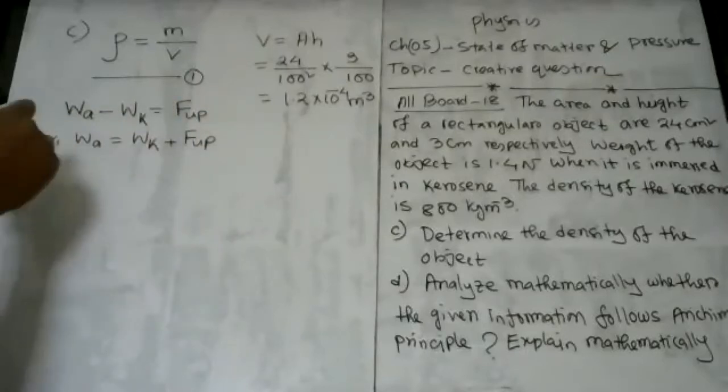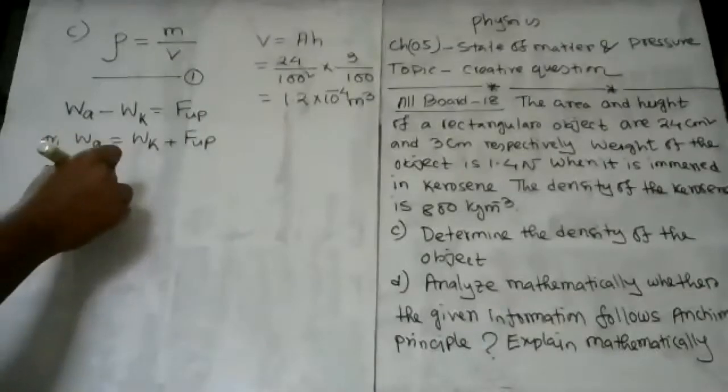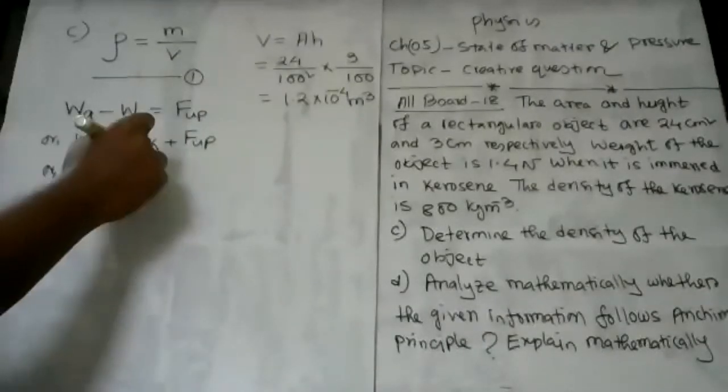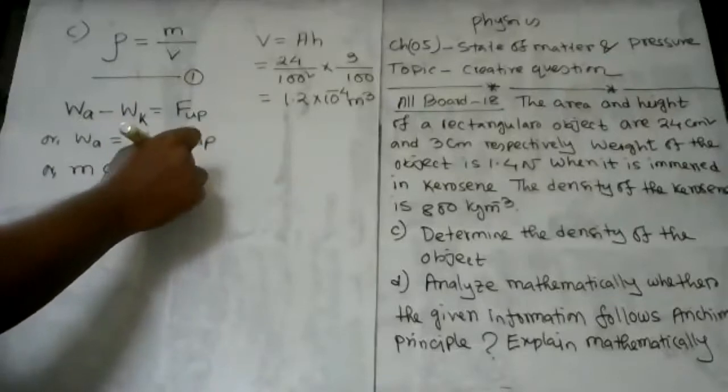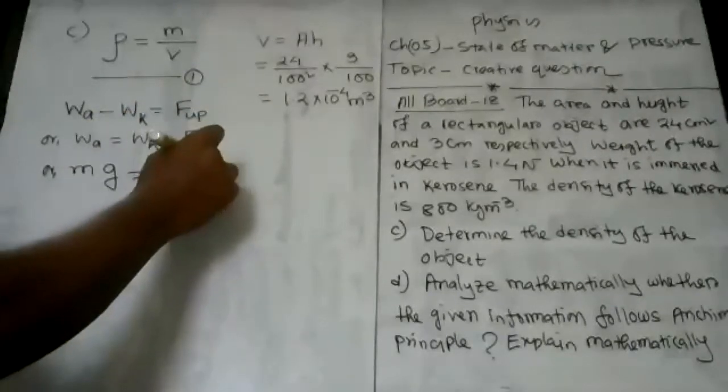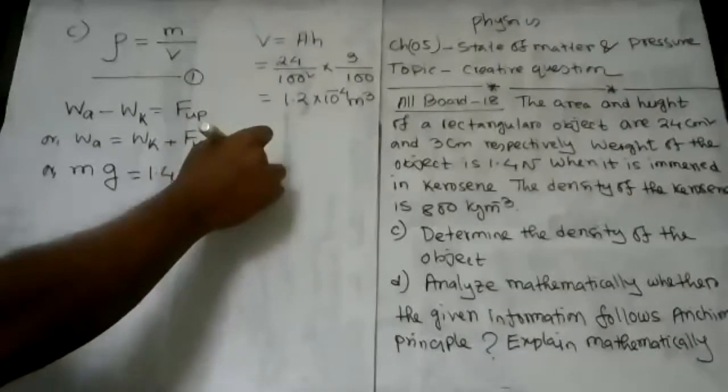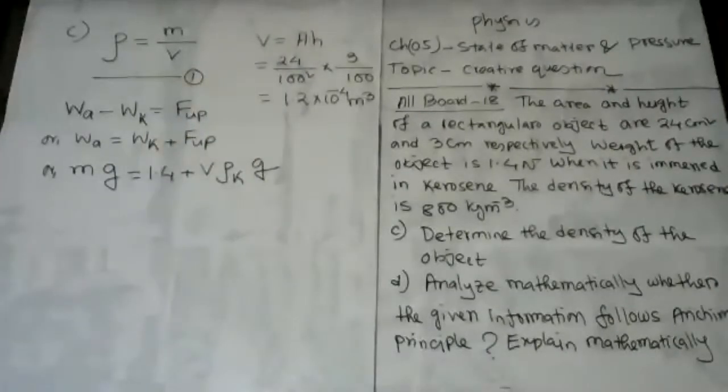And weight in air will equal mg, which is weight in kerosene 1.4 plus upward thrust, which is nothing but V, density for kerosene, and then g. You know that upward thrust or buoyancy is related to which quantity? This is related to the density of the liquid, and in this case, the density of the liquid is kerosene. So upward thrust will equal V rho g. V is the volume, rho is the density, and g equals 9.8.